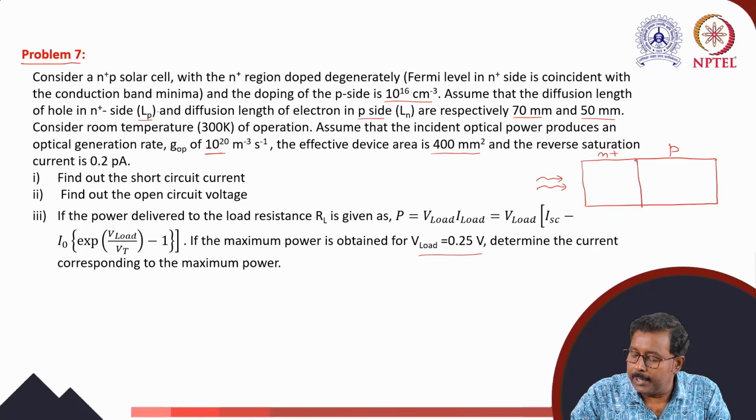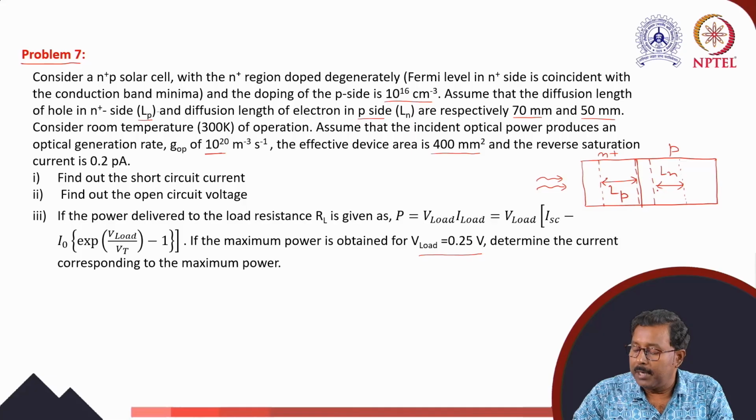Depletion layer width within the N side is very small because it is very highly doped, and the depletion layer width within the P side is greater than this. Ln is the diffusion length within the P region, and this is Lp. Carriers generated within this Ln and Lp are separated by diffusion followed by drift, as we discussed in the basic working principle of the solar cell.